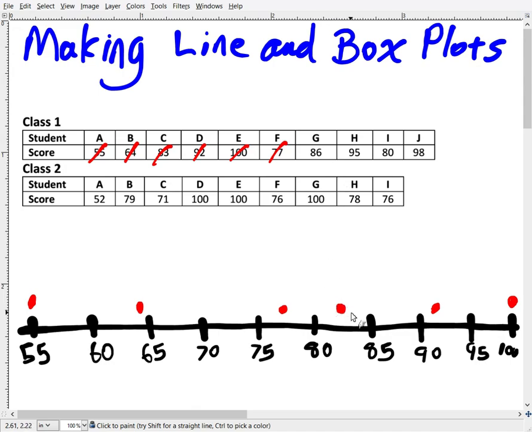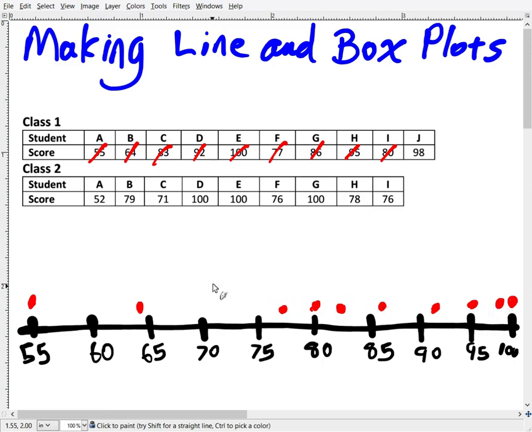At 86, it's going to be a dot that's just after the 85. Looking at 95, there's no current dots there, so I don't need to worry about stacking any. At 80, I get a dot. And then at 98, I get another dot, which is going to be almost to 100. So this entire red plot right here is the line plot for class number 1.